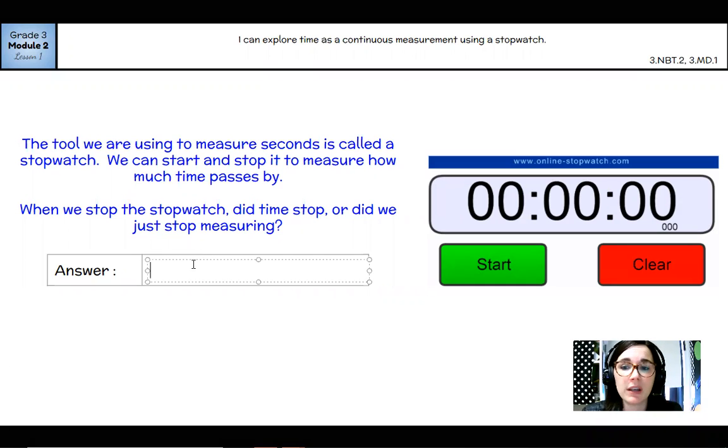Continuous means it keeps going and going. So all that we did was we stopped measuring the time. The time will pass regardless.